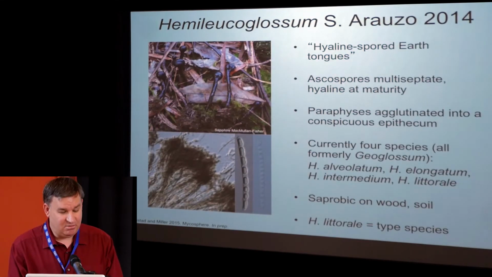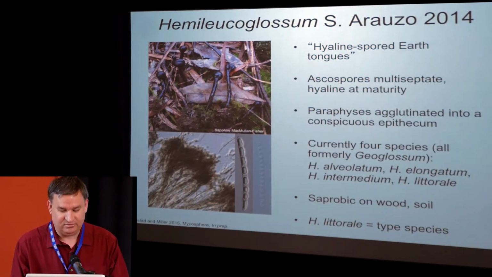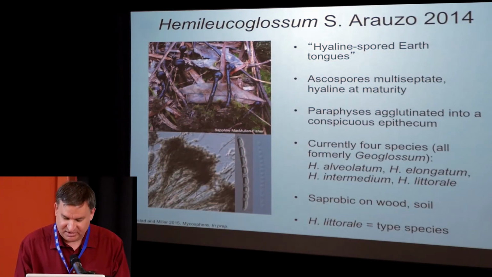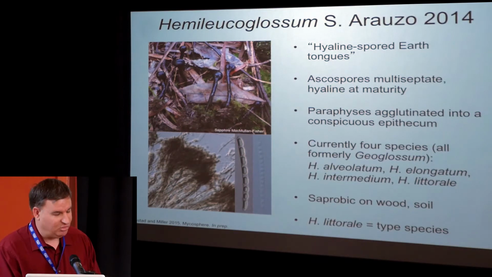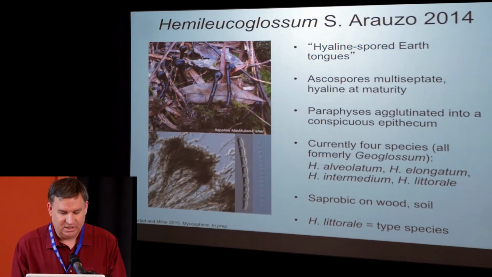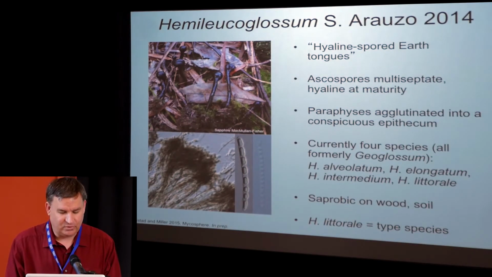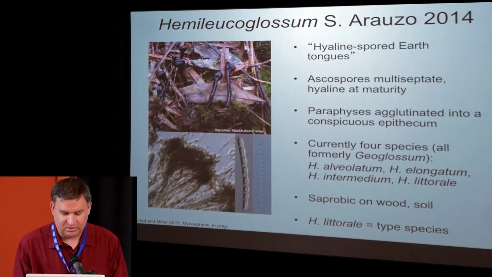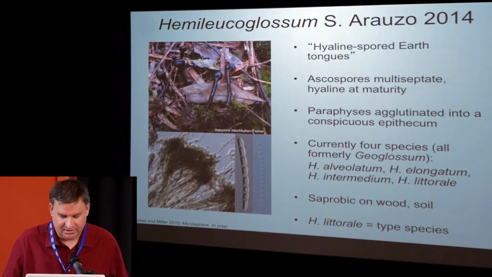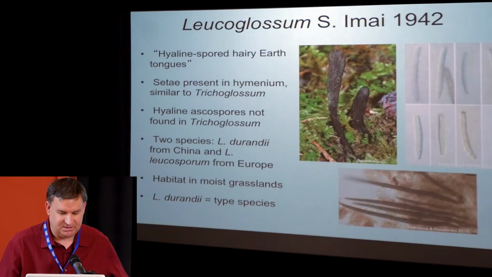Then there's Hemileucoglossum, the hyaline spored earth tongues. The ascospores are multiseptate, hyaline at maturity, with agglutinated paraphyses in a conspicuous epithecium. Currently 4 species occur in this group. They're saprobic on wood and soil, and littorale is the type species.